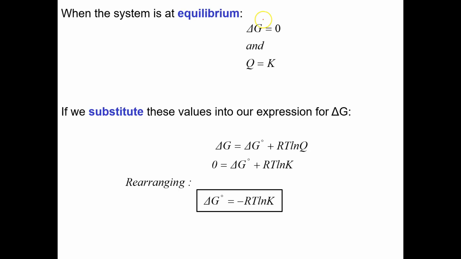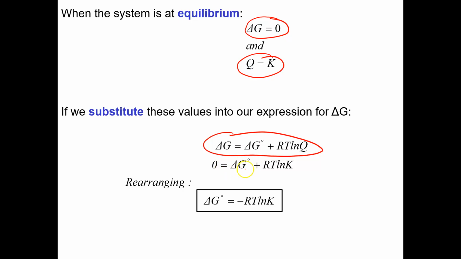Now, when the system is at equilibrium, delta G equals 0 and Q equals K. So, going back to our equation that we presented previously, we said that delta G is equal to the standard Gibbs free energy change plus RT log K. Now, if we are at equilibrium, then Q is equal to K and delta G is equal to 0. So then we could say that 0 is equal to the standard Gibbs free energy change plus RT log K.